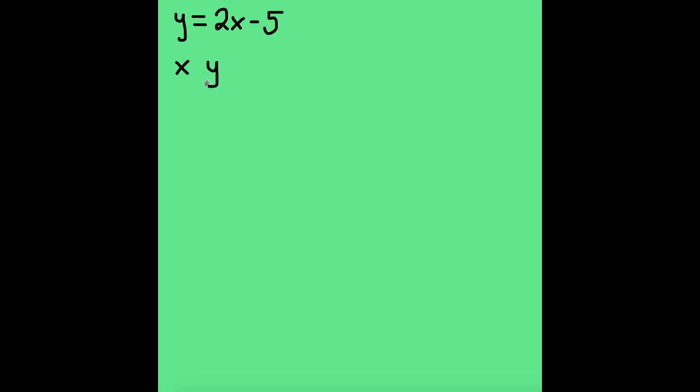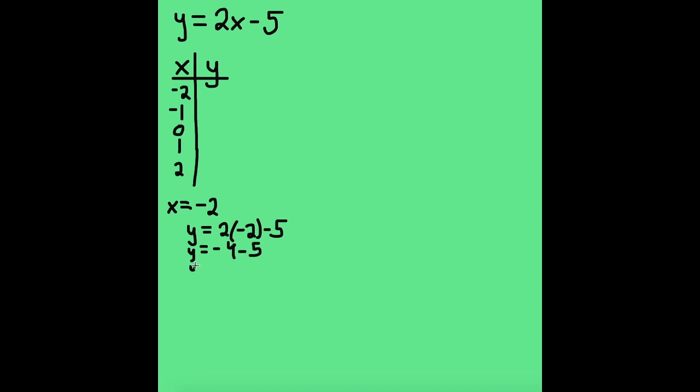So we have an x and y table. And on the x side, we will put negative 2, negative 1, 0, 1, and 2. So let's see what the corresponding y values are. So when x equals negative 2, we have 2 times negative 2 minus 5. We are substituting negative 2 for x. This equals negative 4 minus 5, which equals negative 9. So when x equals negative 2, y equals negative 9.